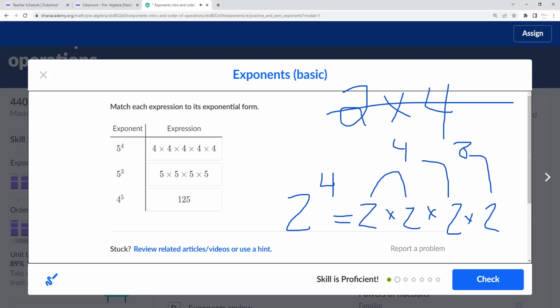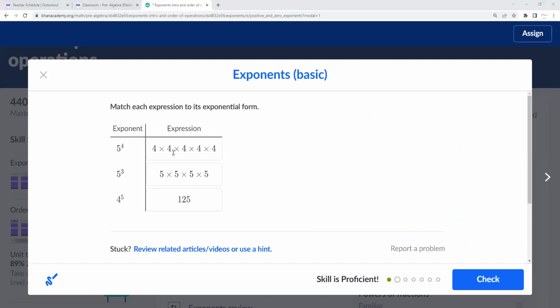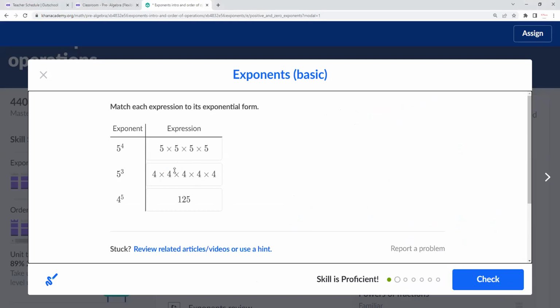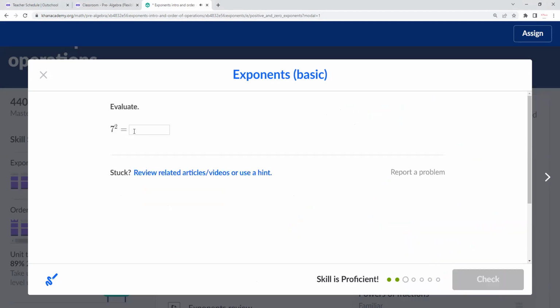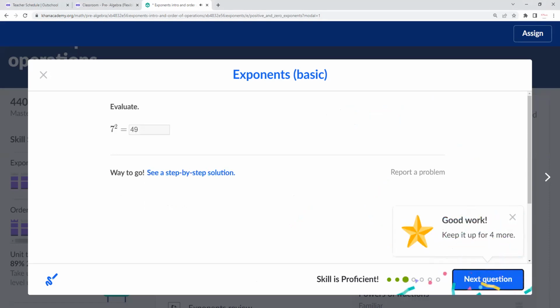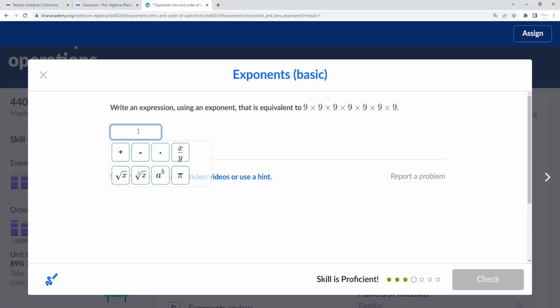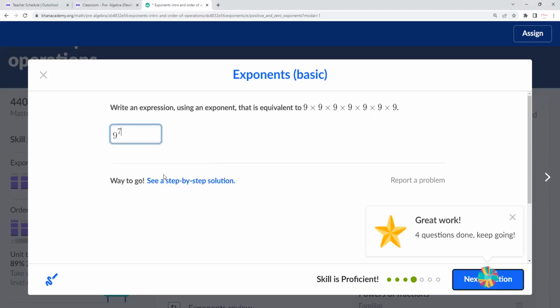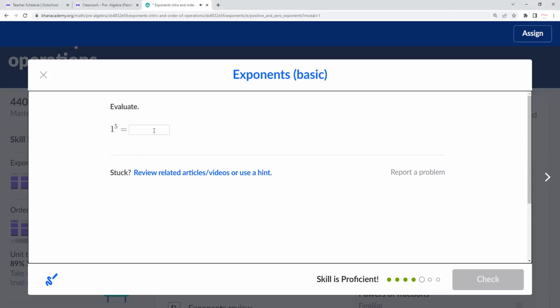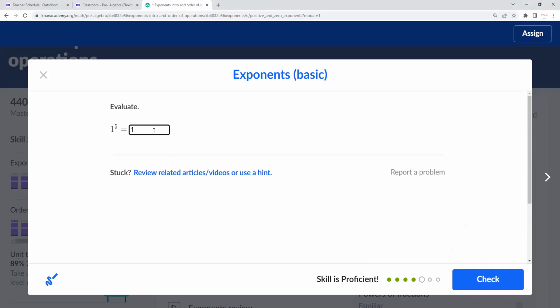Okay, so now it wants you to match them up. Well, 5 to the 4th power is 5 times 5 times 5 times 5. 4 to the 4th power is 4 times 4 times 4 times 4. And 5 to the 3rd power equals 125. This means 7 times 7, not 7 times 2, 7 times 7, which is 49. And this wants you to write it as an exponent. There are 1, 2, 3, 4, 5, 6, 7 of them. So 9 to the 7th power. And so on. 1 times itself 5 times is still 1.